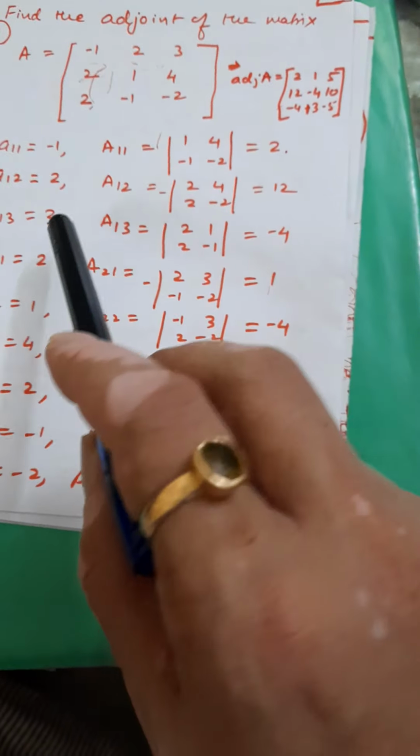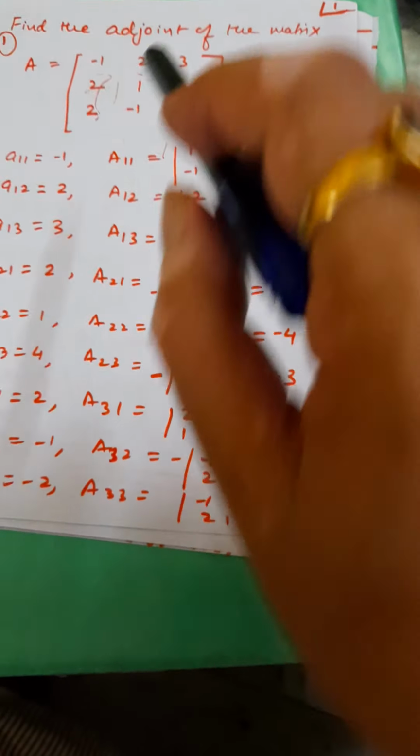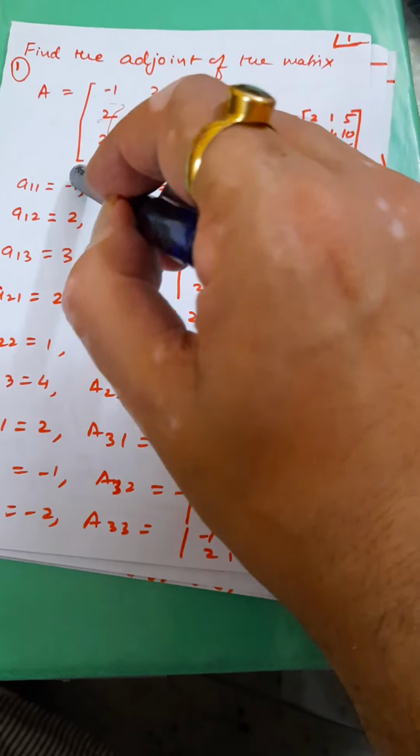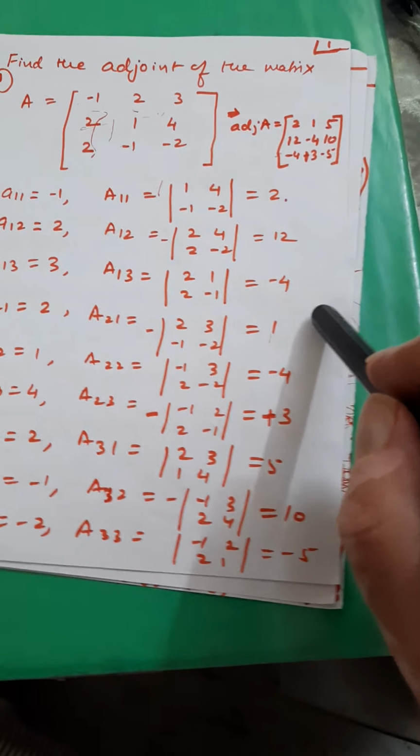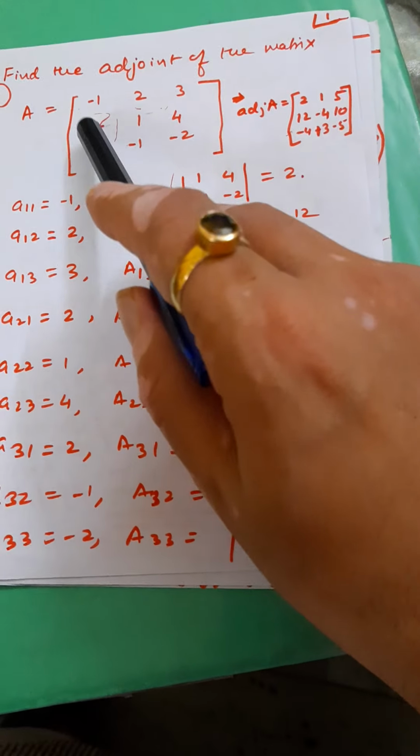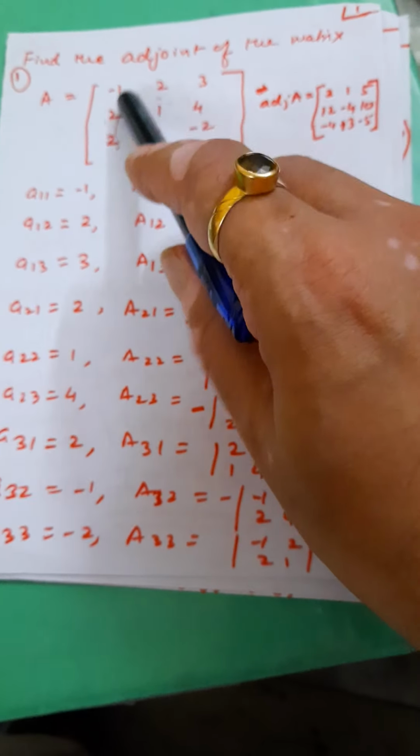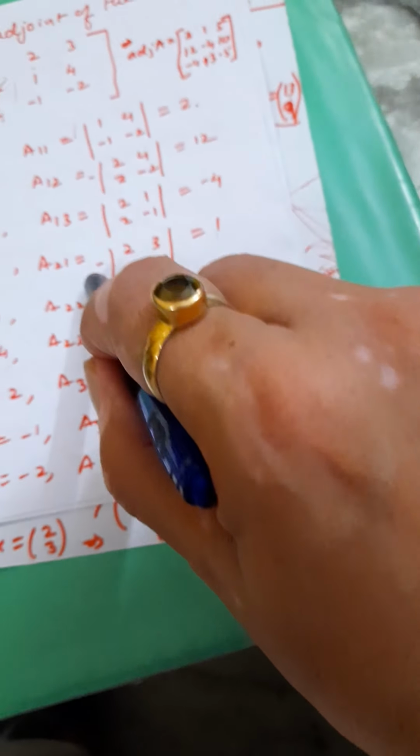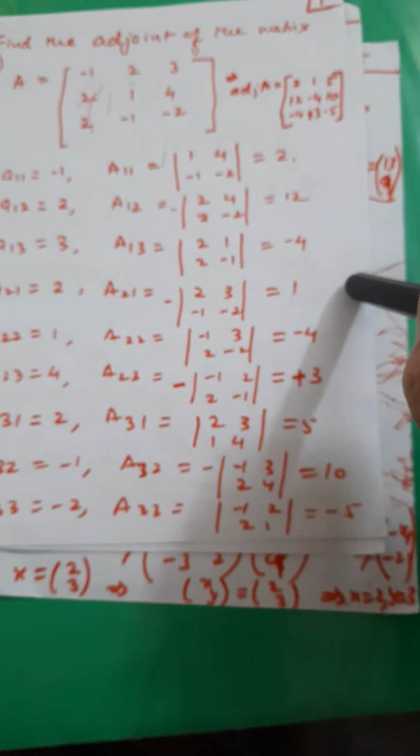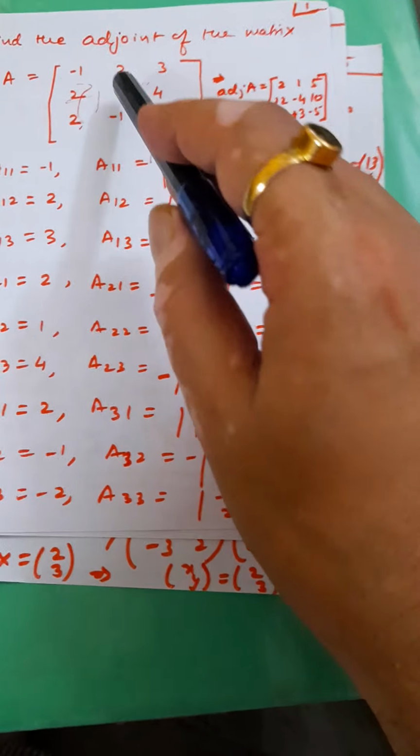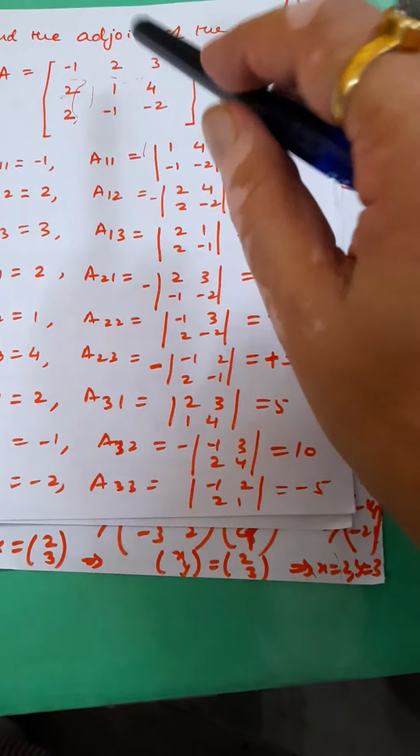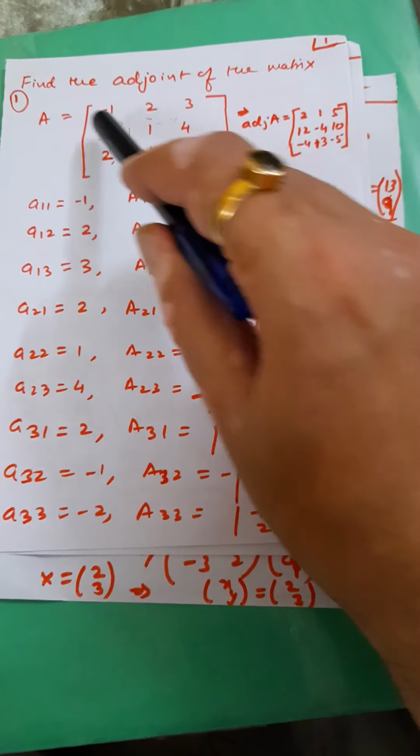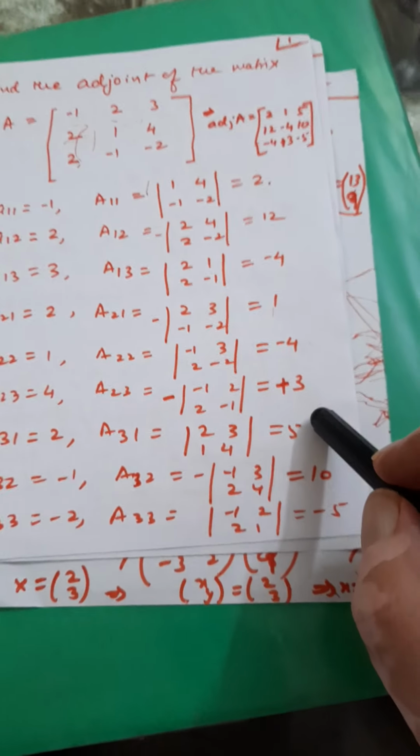Similarly, a13 is 3. So the cofactor A13 is found by deleting that row and column where that 3 lies and taking the determinant of the matrix obtained. So that's minus 4. What's A21? It's 2. Now deleting that row and column, the matrix comes and the determinant of that matrix is minus 1. But since the sum is odd, minus of minus 1 becomes 1. A22 is 1. So deleting that row and column where that element lies, that is minus 4. A23 is 4. So deleting that row and column where that element lies, it's plus 3.